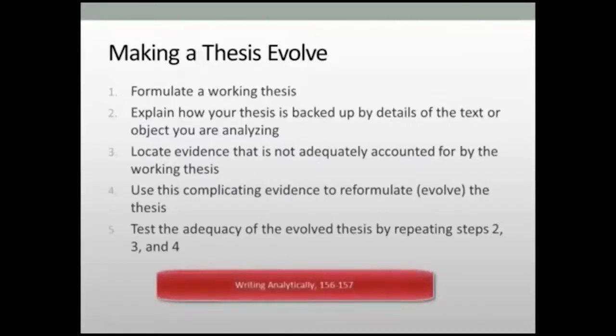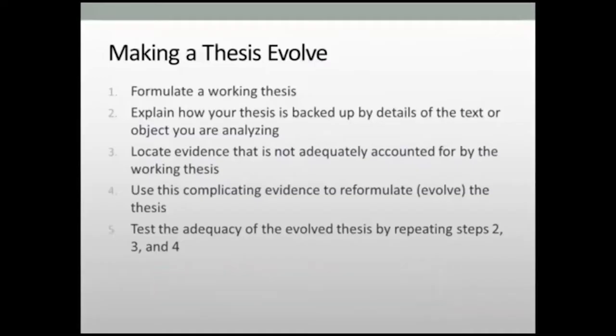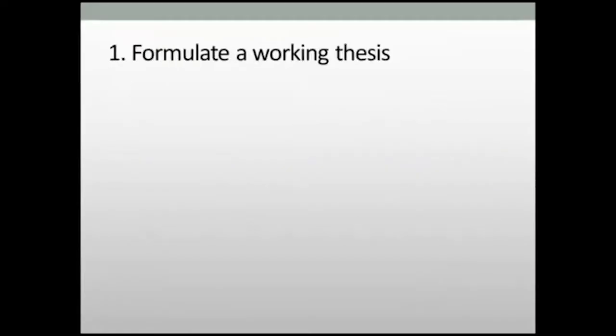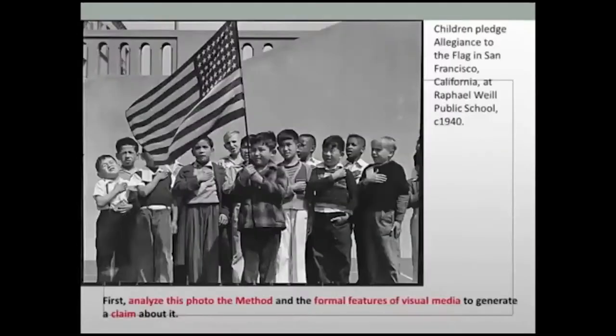These are all condensed from the extensive write-up of this process given to you in Writing Analytically, pages 156 through 157. For now, let's try putting these into practice on a sample object. We'll start with step 1, formulate a working thesis. Your thesis must, at its most basic level, be a claim about some issue of representation in your object of analysis. This means it must be based on a certain careful reading of that object.